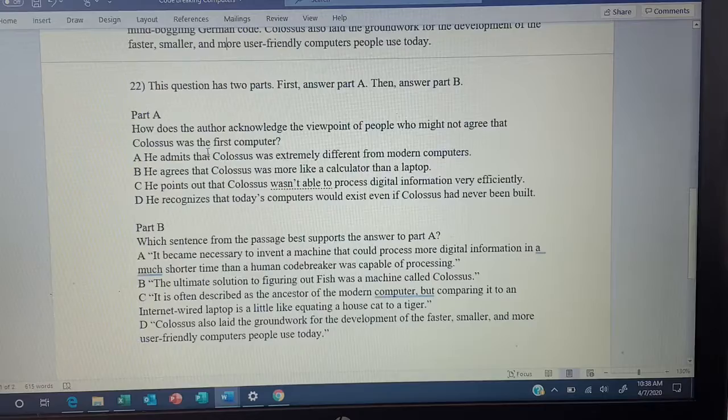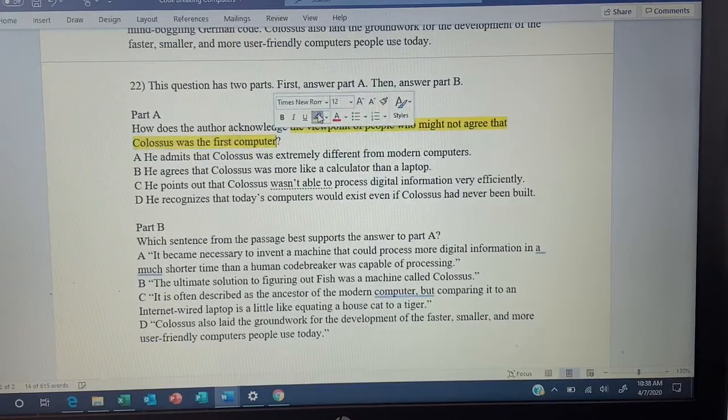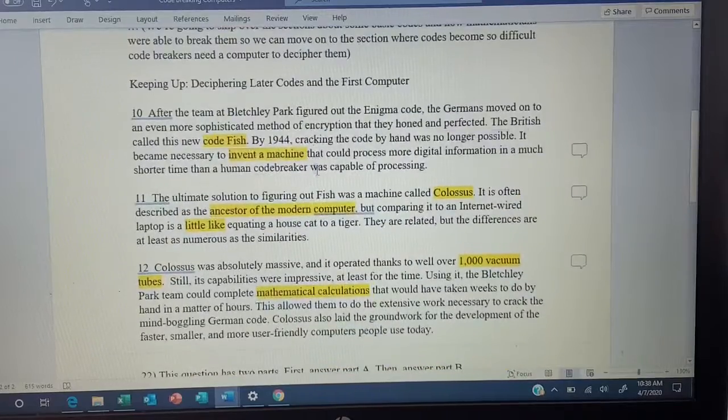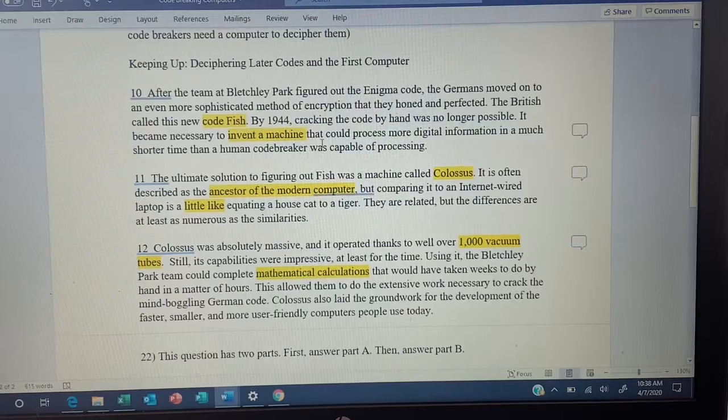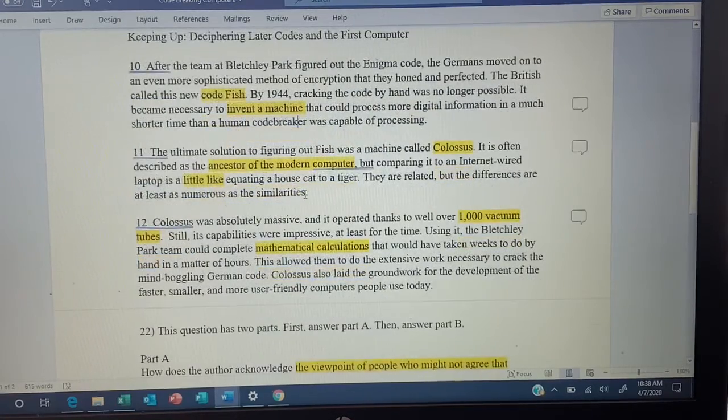So let's be specific as to what we're trying to answer. How does the author acknowledge the viewpoint? So we're trying to figure out how the author recognizes the viewpoint of people who might not agree that Colossus was the first computer. So what's the author do? I think I have a sense of where to go because we kind of paused on it before. It's kind of right here where the simile is, right? He says, in the solution to figuring out the code called fish was a machine called Colossus. It's often described as the ancestor of the modern computer.